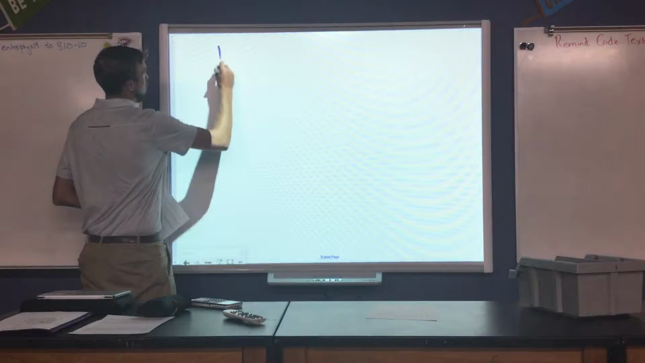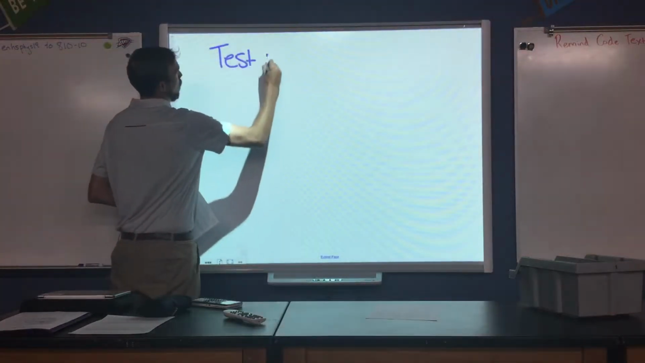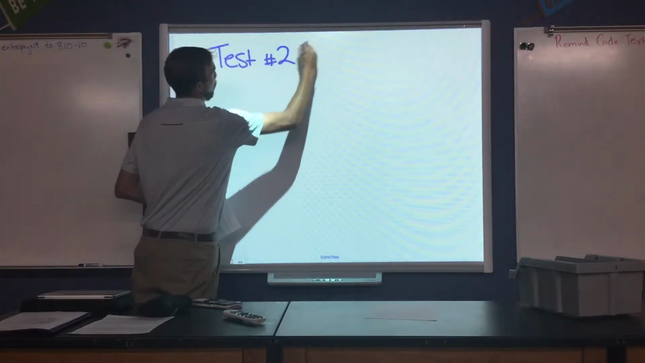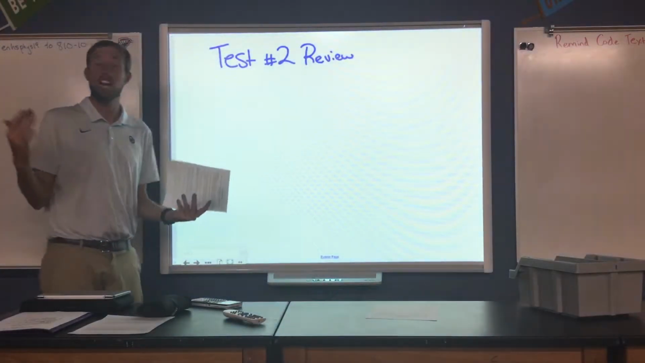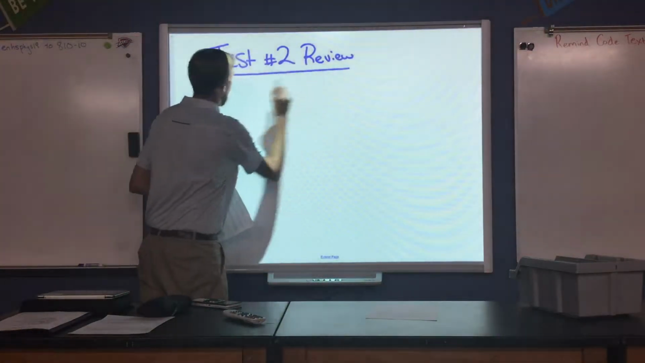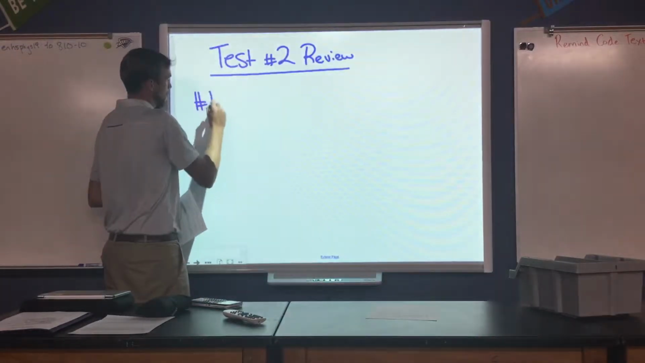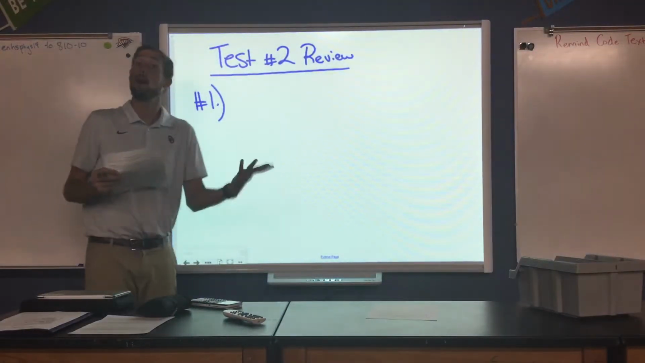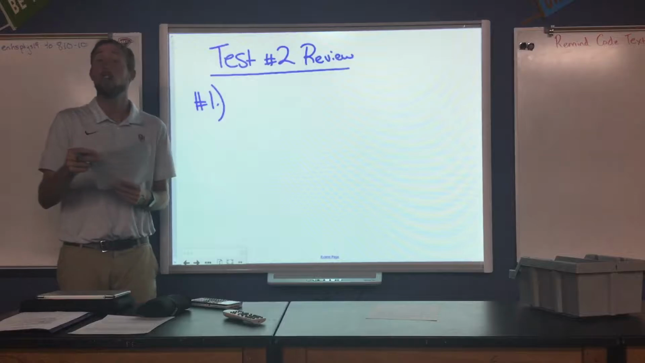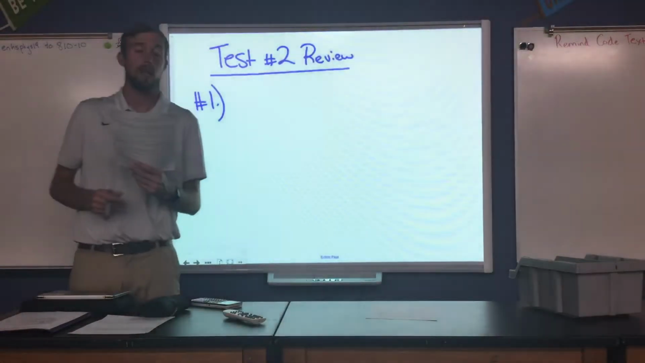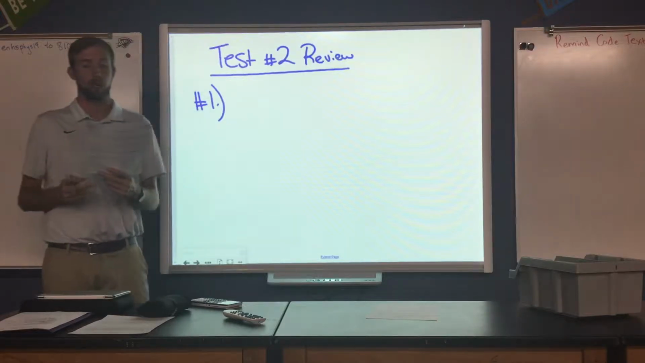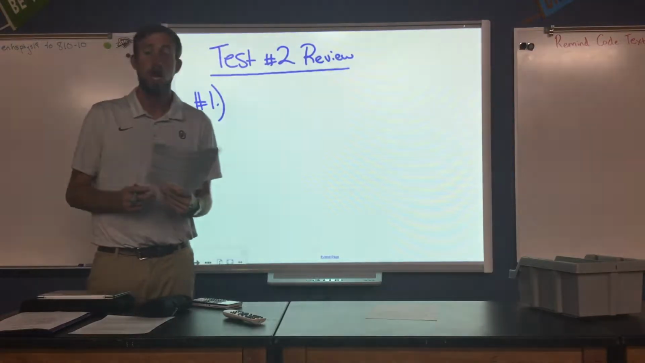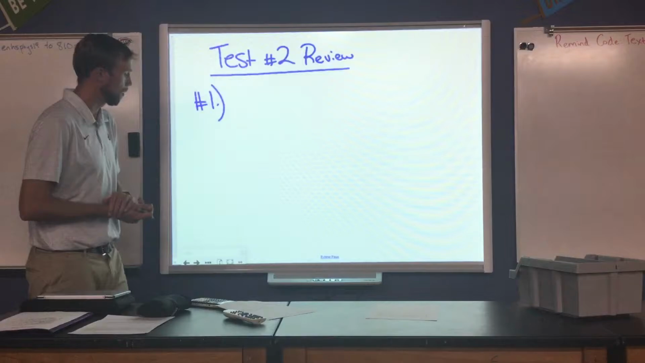This is test number 2 review, just in terms of where you can find this problem written out. And we're going to look at problem number 1. Problem number 1 says this: A car accelerates from 20.5 meters per second to 25 meters per second in a time of 4 seconds. What is the acceleration of the car?